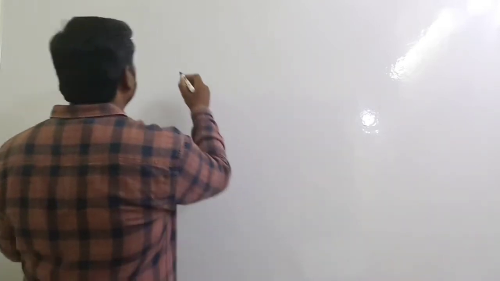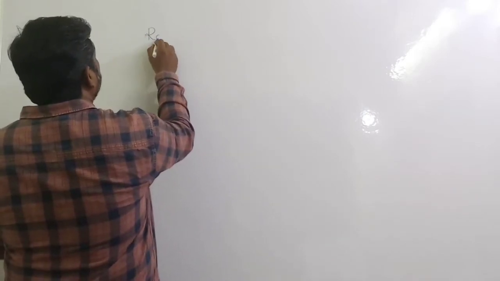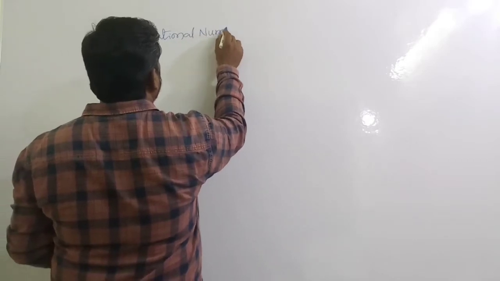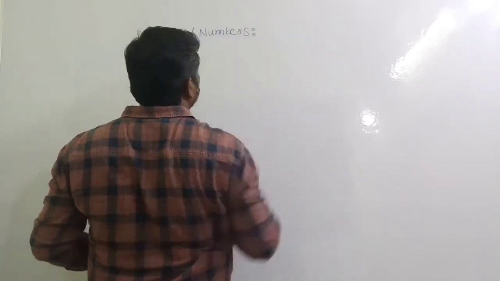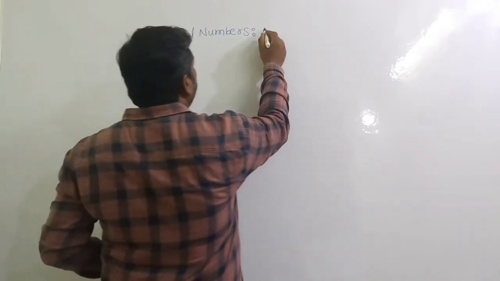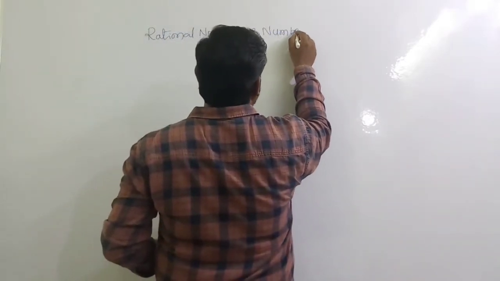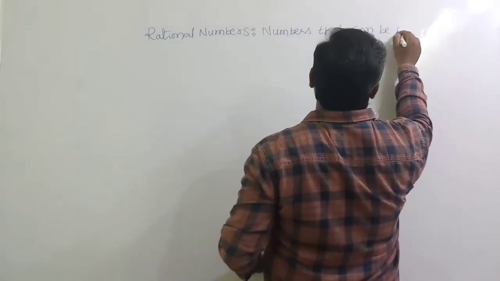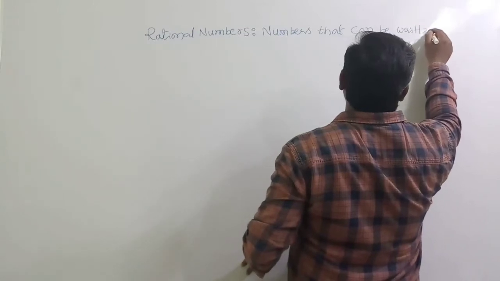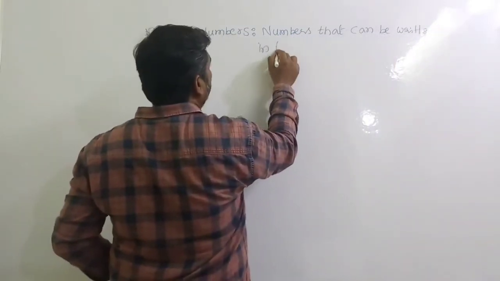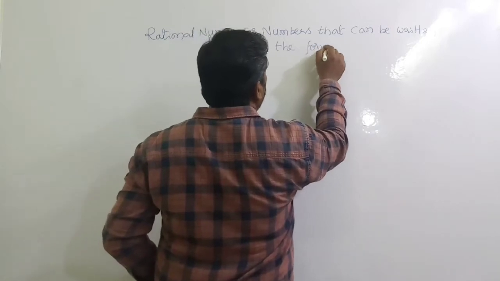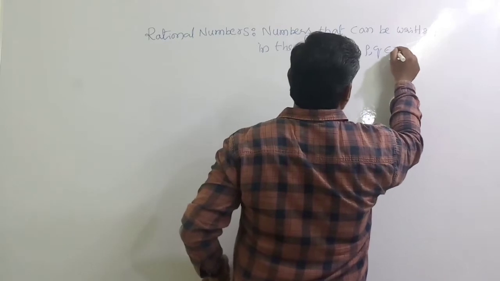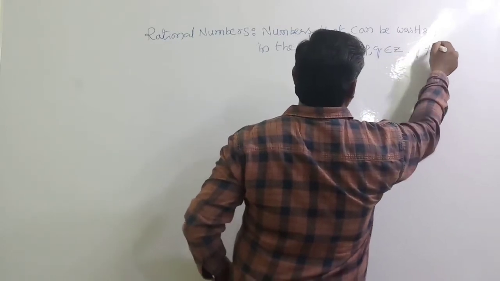In ninth class, we studied about rational numbers. So what are rational numbers? Numbers that can be written in the form p by q, where p and q are integers and q is not equal to 0.